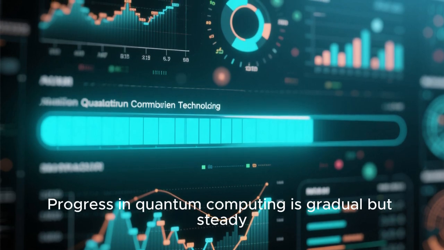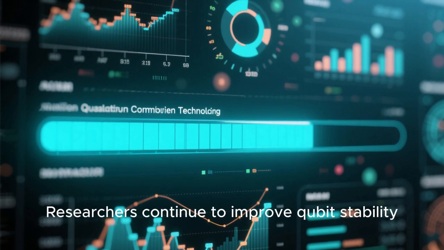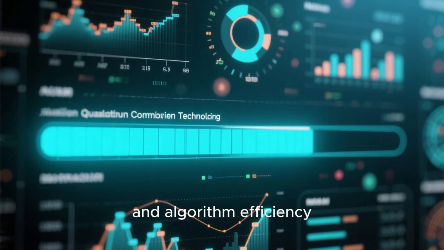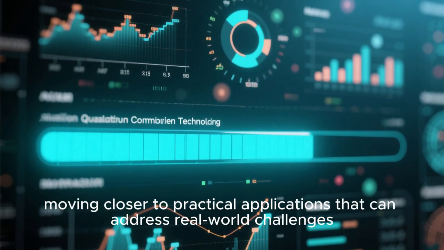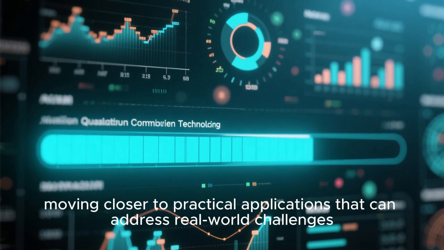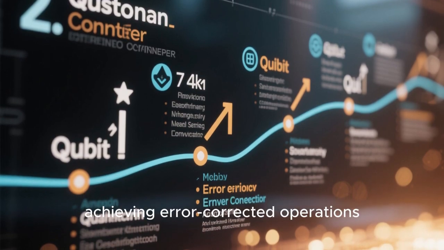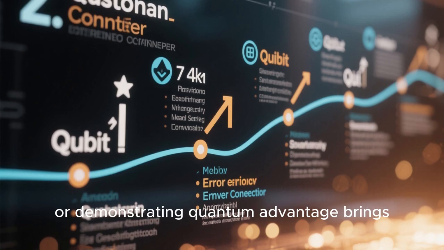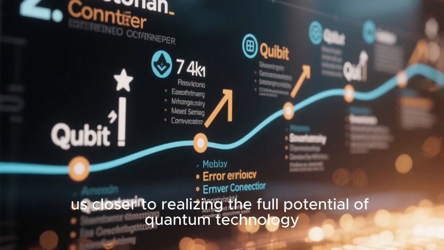Progress in quantum computing is gradual but steady. Researchers continue to improve qubit stability, error correction, and algorithm efficiency, moving closer to practical applications that can address real-world challenges. Each milestone, whether it's increasing qubit counts, achieving error-corrected operations, or demonstrating quantum advantage, brings us closer to realizing the full potential of quantum technology.